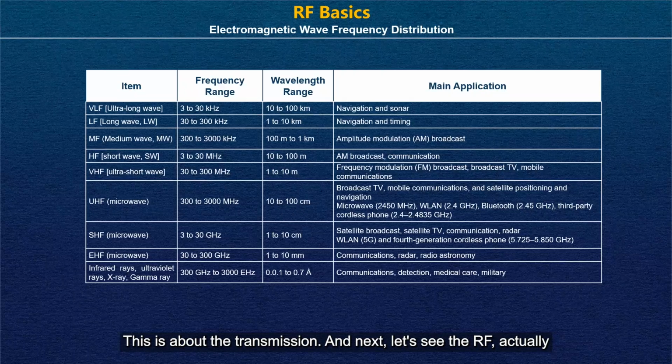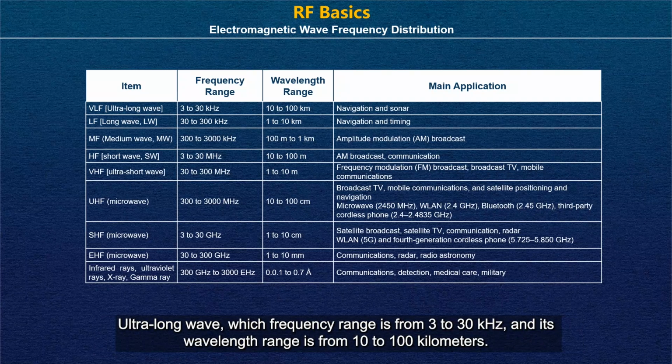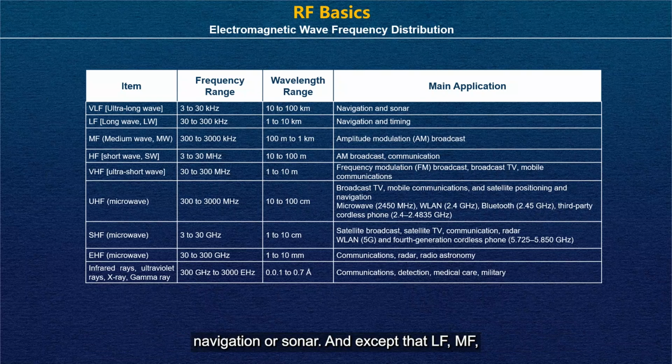And next, let's see the RF bands. Actually, based on their frequency, we can distinguish them into different types. For example, as you can see, VLF, ultra long wave, whose frequency ranges from 3 to 30 kHz, and its wavelength ranges from 10 to 100 kilometers. It's quite a long distance. And the main application of it is, for example, navigation or sonar.